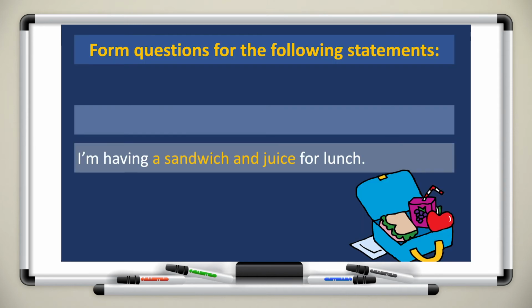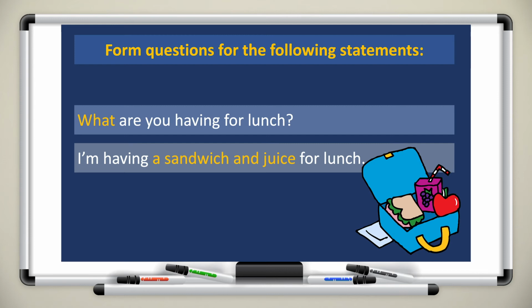Now, form questions for the following statement. I am having a sandwich and juice for lunch. The first thing is to look at the object in this sentence: a sandwich and a juice. What are they? Is it a place, a timing, a thing, an option? And then choose the correct WH question to form a question. And don't forget to take a look at the verb and the tense of this sentence before forming a question. I'll give you seconds. I am having a sandwich and juice for lunch.